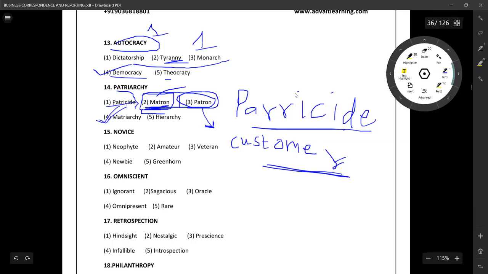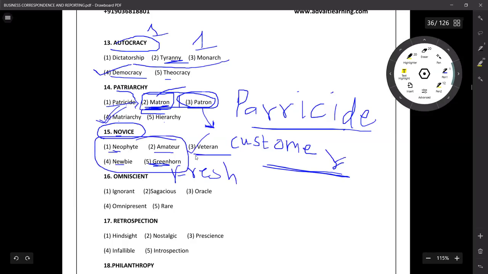Okay. Right. Matriarchy, mother's rule, hierarchy, order. Novice. Guys, novice. Come on. Very good. Veteran. Neo, nov, new. Novice in an organization is a beginner or an intern. Neo is again new. Amateur, we discussed yesterday. Beginner. Newbie, beginner. Greenhorn, guys, color green. Associated with what? Go green. Fresh. So again, greenhorn is a fresher. All the other words mean a beginner or a fresher. So the opposite would be veteran.